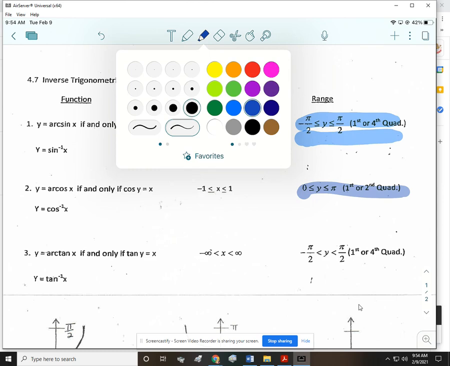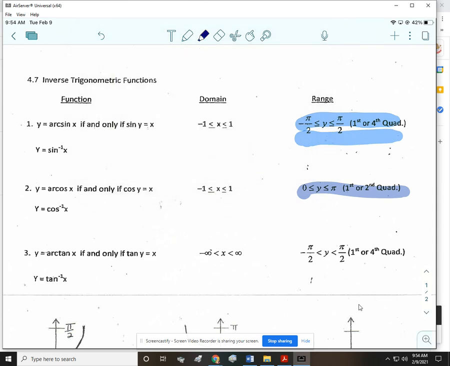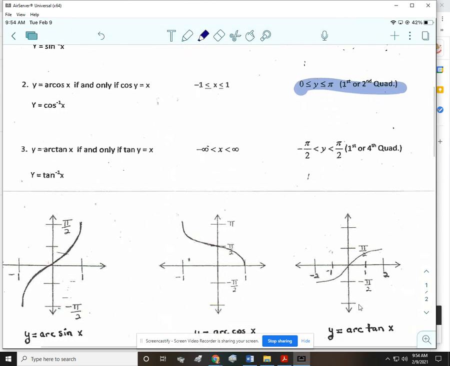All right. And then for the tangent, the arc tangent, we can put any value, any real number in for the arc tangent. But what you get out is going to be an angle either in the first or the fourth quadrant. So the arc tangent of a positive will give you an angle in the first quadrant, and then the arc tangent of a negative value will give you an angle in the fourth quadrant.